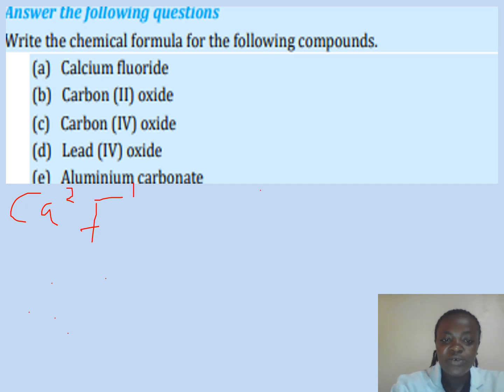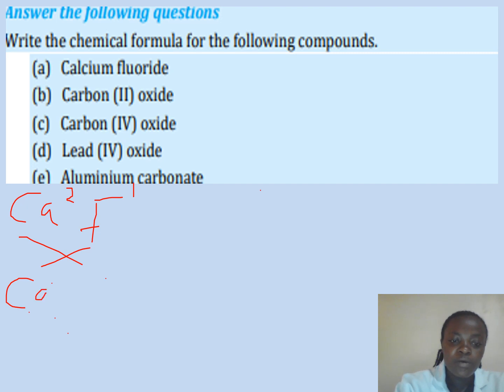Is 1. So do we have a common factor? No, 2 and 1 is not common. So we just interchange the valency. So we shall have calcium. This 1 in fluorine will come to calcium, so we don't indicate 1. Then we have fluorine and we have 2 there. So that is the chemical formula of calcium fluoride, CaF2.